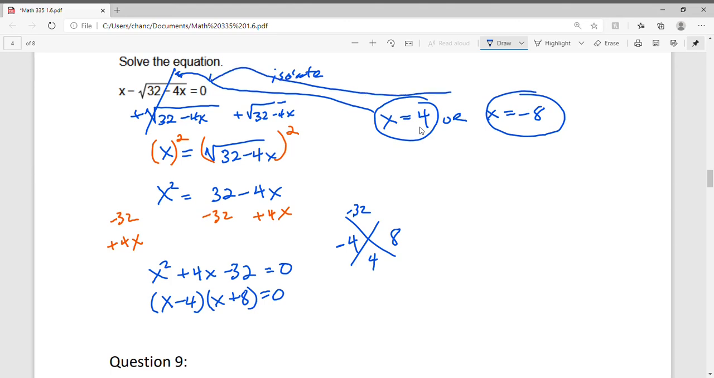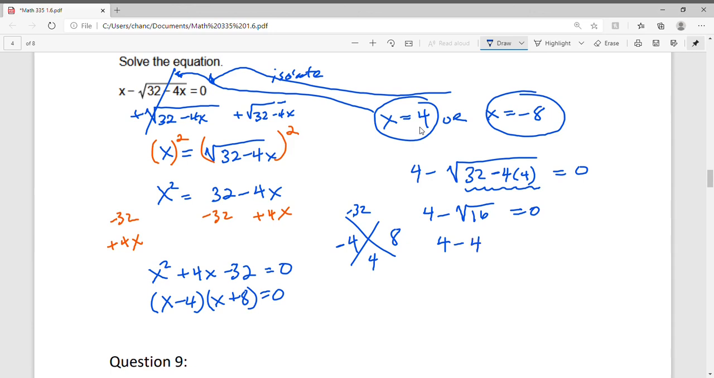So check that on your own. Plug these into the original equation and see if they work. So we'll check x equals 4 first. I'm just plugging in a 4 for the x. We have 4 minus, inside this radical here, that's 32 minus 4 times 4, or the square root of 16. And that does work. The square root of 16 is 4, and 4 minus 4 is 0. So x equals 4 is a good solution.